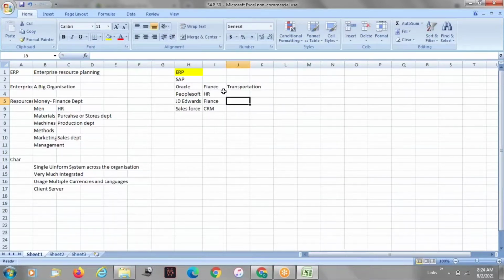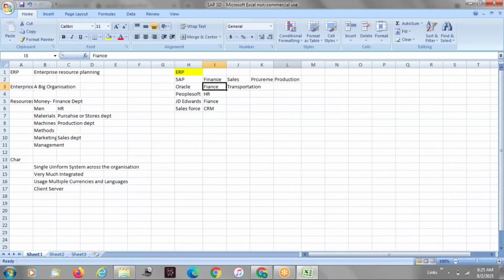So you have multiple vendors who are strong in certain areas, but the strong point for SAP is that it is very strong in finance, in sales, in procurement, in production, and in CRM and all. There is a CRM application that we have in SAP, but I won't say SAP is very strong in the CRM area. But in the other areas, it's pretty strong.